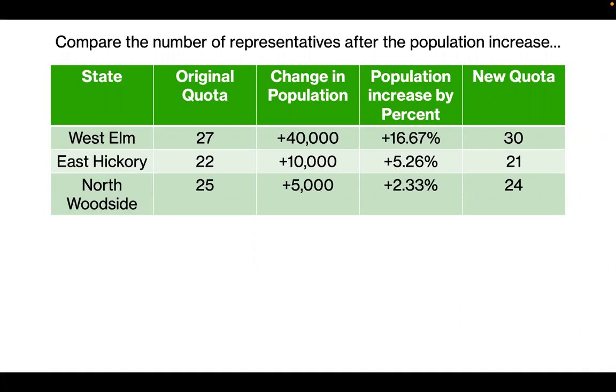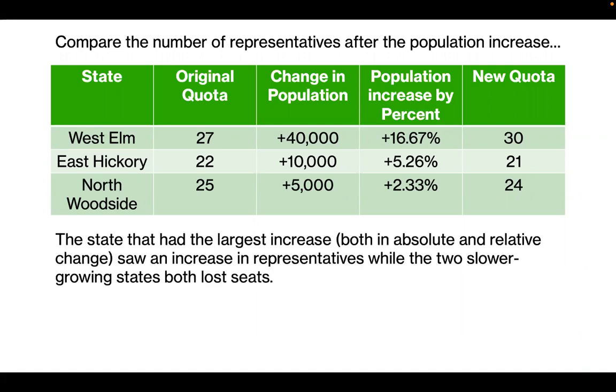So there are 2 states that lost representation, right? East Hickory had 22 and now they have 21. North Woodside had 25, now they have 24, whereas West Elm now has 30. So they gained 3 seats and each of the other states lost a seat. But the 2 states that lost a seat had the slowest growth, which should happen. The state that had the largest increase, both in absolute and relative change, saw an increase in representatives, while the 2 slower growing states both lost seats.